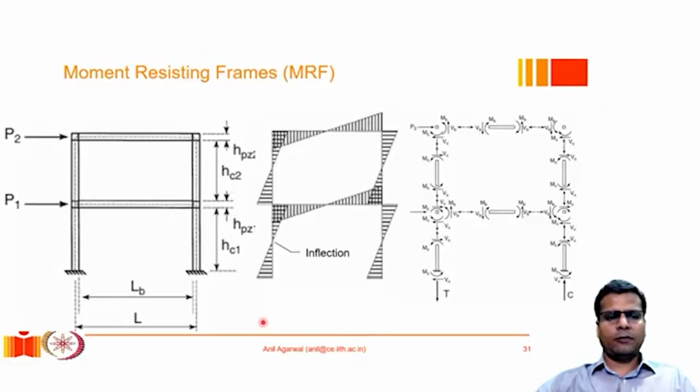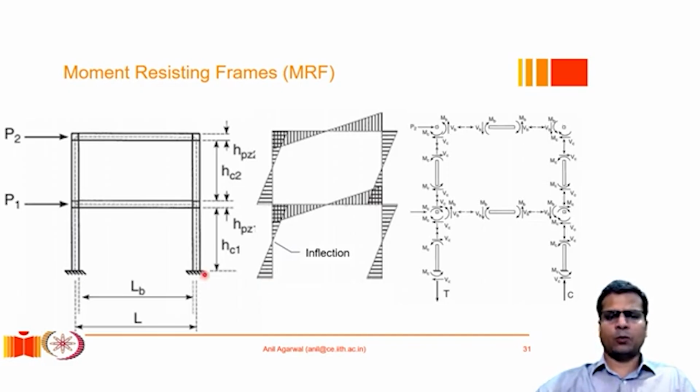Now in this lecture, we will focus primarily on the moment frame resisting systems, and there are two distinct types of moment frame resisting systems. One is known as ordinary moment resisting frame. The other one is known as special moment resisting frame. There is also another variety which is prevalent in American codes, which is known as intermediate moment resisting frames, but that is not mentioned in the Indian codes, so I will not talk about that here.